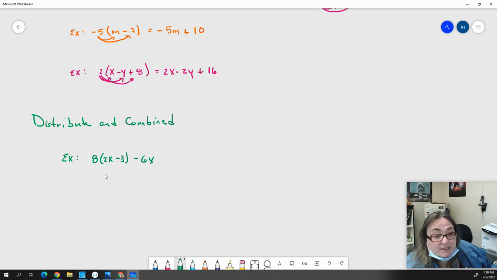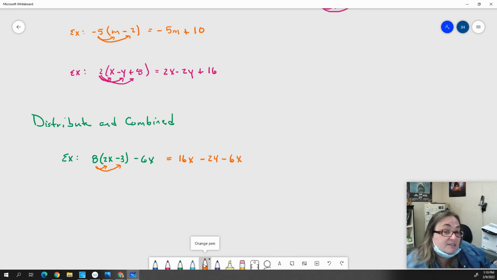And so when we go to put this together, I'm going to go, well, 8 times 2x, that's going to give me 16x. And I'm going to go, well, I have 8 times negative 3. That's going to be negative 24. And now I still have this minus 6x. We are not distributing the 8 through because it is not in the parentheses.